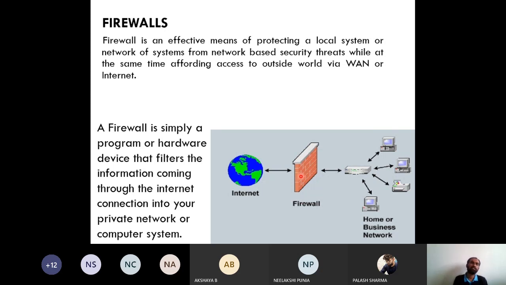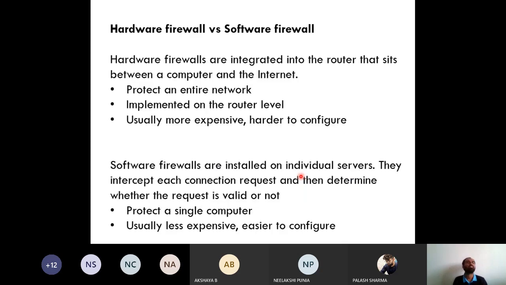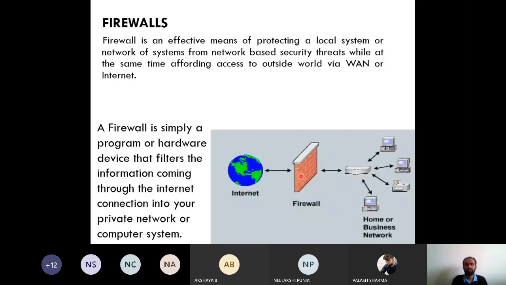Then later, let's see whether it is hardware or software. Whether you consider the firewall as hardware or software, in a sense we have the feasibility of using firewalls as both hardware and software firewalls. That is what I have put on one slide, as hardware firewall and software firewall. But if you ask me which is the hardware and which is the software firewall, let me go back to this. You just see this.